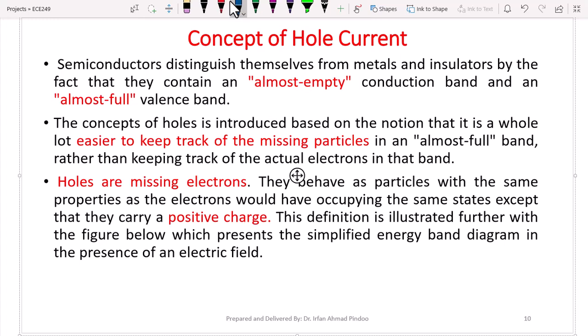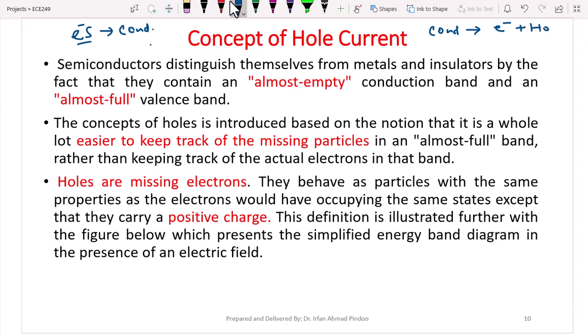The next part is the concept of hole current. If we talk about normal conductors, that is metals, we have current only and only due to electrons. But when we talk about semiconductors, we say that the conduction happens because of two charge carriers. One is the electron, which is similar to a conductor, and the other one is the hole.